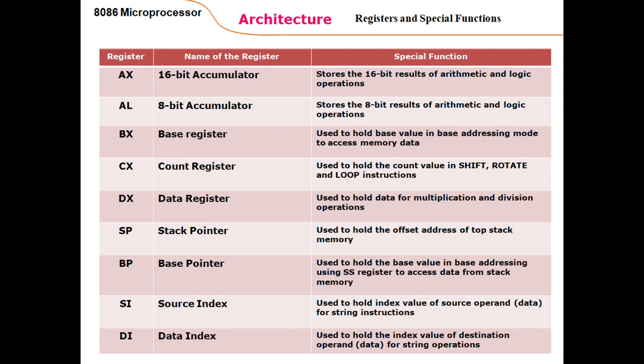And finally, there is a destination index register, which provides the offset address inside the destination segment, which is normally the extra segment. This is also used, just like source index, normally during string instructions. For example, MOVS, which is move string data.